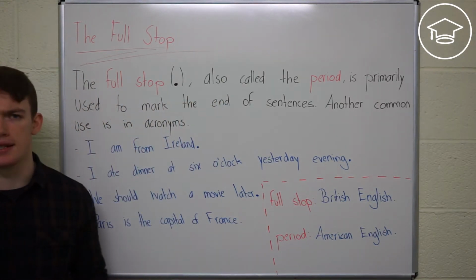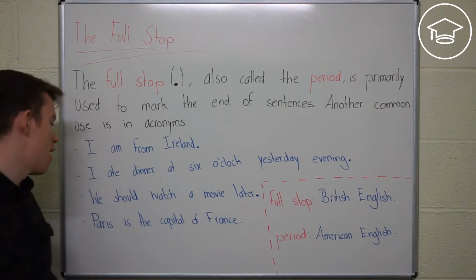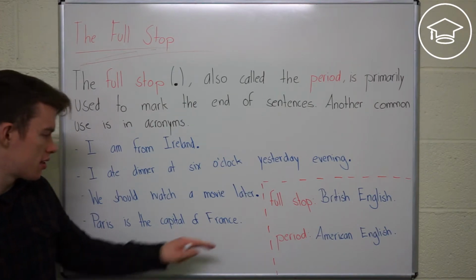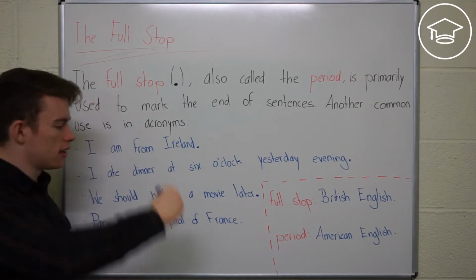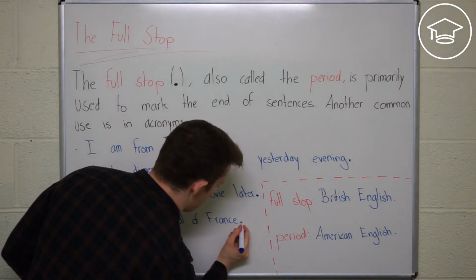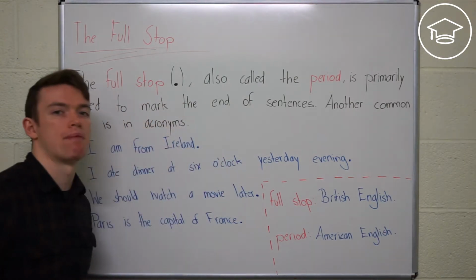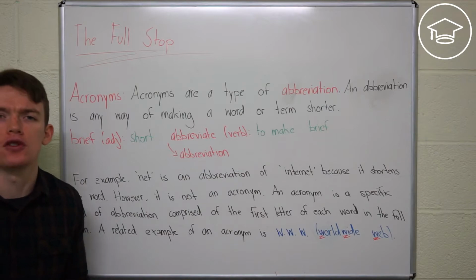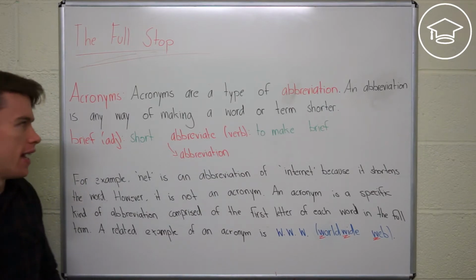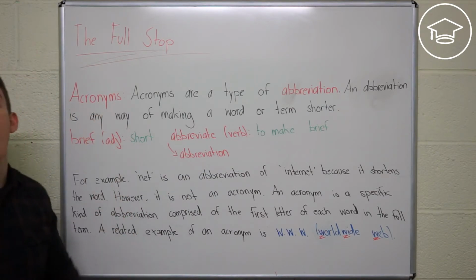And Paris is the capital of France. This is the end of the sentence. To mark the end of the sentence, I put a full stop or period. And full stops or periods, as I said, are also used in acronyms.